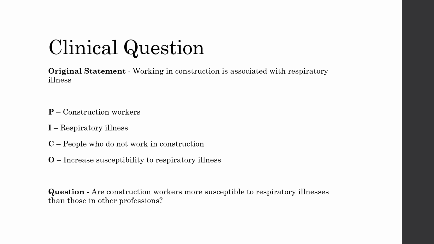Clinical question. From the 6 options that we were presented, I chose statement 3: working in construction is associated with respiratory illness. Using the PICO format, I derived P as construction workers, I as respiratory illness, C as people who do not work in construction, and O as increased susceptibility to respiratory illness. From that, I made the question: are construction workers more susceptible to respiratory illnesses than those in other professions?